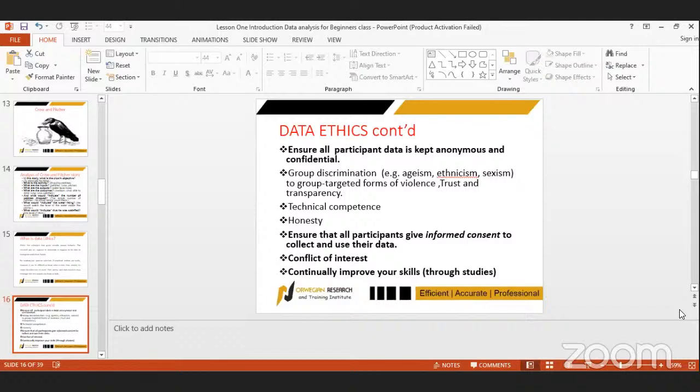Number one, you must ensure that all participants that you have engaged in collecting data have been kept anonymous and confidential as much as possible. If at all you are identifying with the names, then you need to use anonymous names like 1, 2, 3, 4, so that no one can trace a particular respondent with the name that is engaged in your study. So that's why we are saying that anonymity and confidentiality are some of the ethical concerns that you must be able to integrate during the process of your data collection.